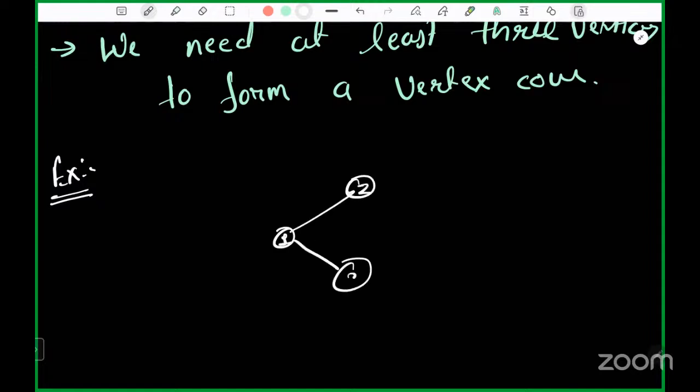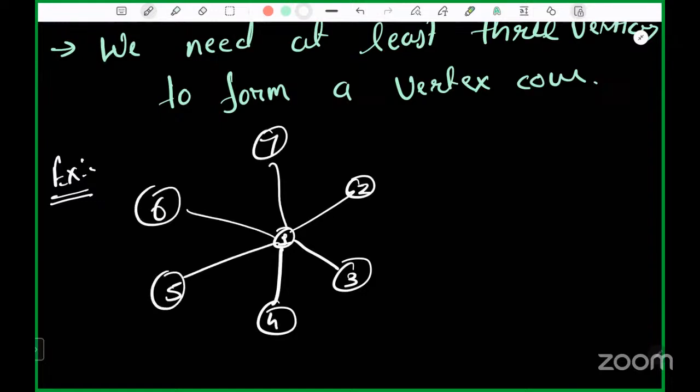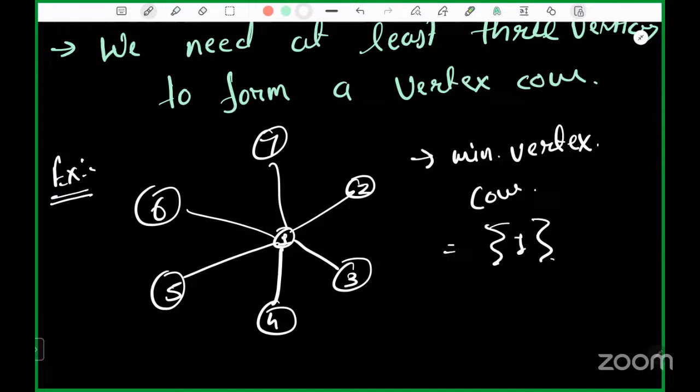This is 1, 2, 3, 4, 5, 6, 7. Okay. So here, what will be the length of the minimal vertex cover, or how many vertices do we need to form a minimal vertex cover? 1, right? Center 1. Correct. Only the center one will be enough, because this particular vertex will take care of all edges. It will cover all edges.